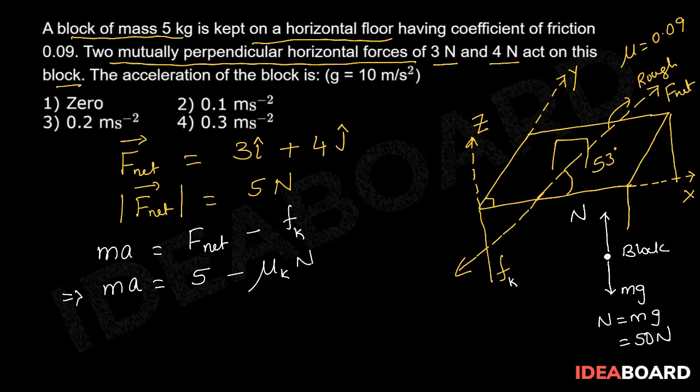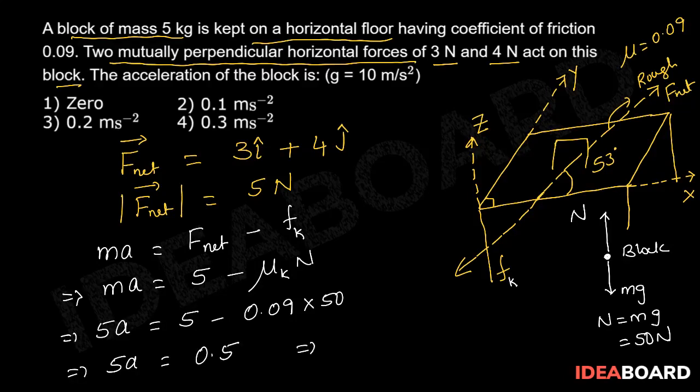Fk, which is mu k times the normal reaction force. So this implies 5a is equal to 5 minus 0.09 times 50. So this implies 5a is equal to 0.5, which implies a equals 0.1 meter per second square. Therefore, the correct option is 2.